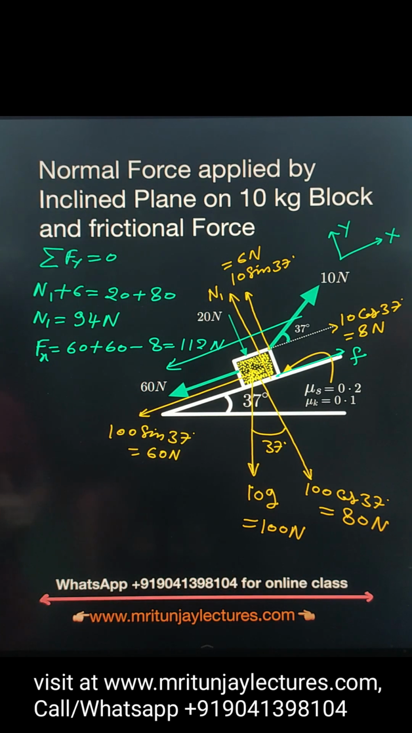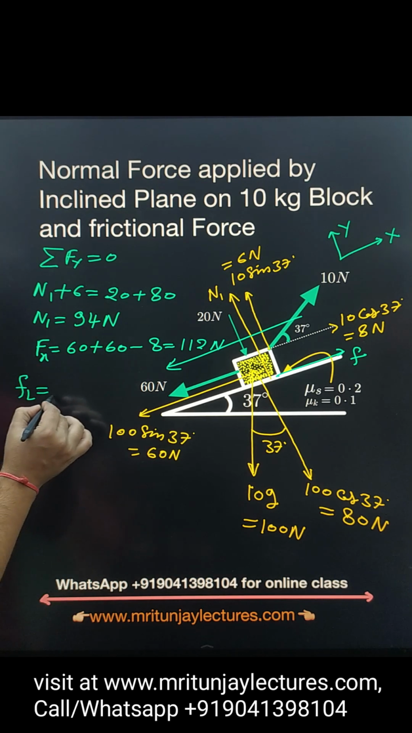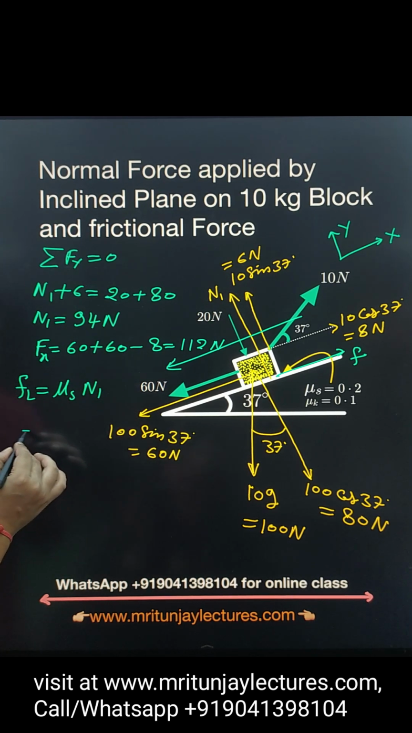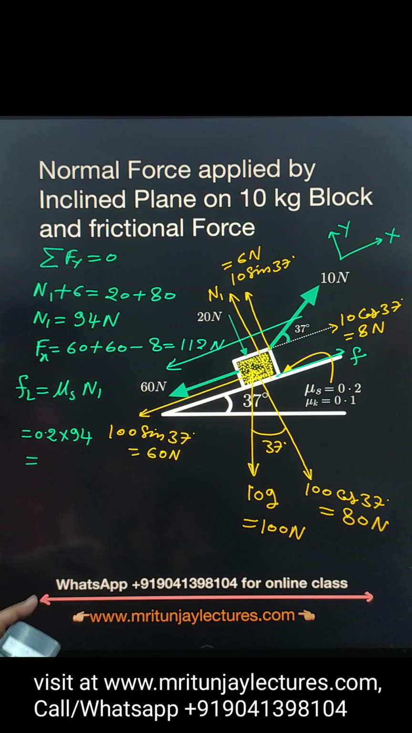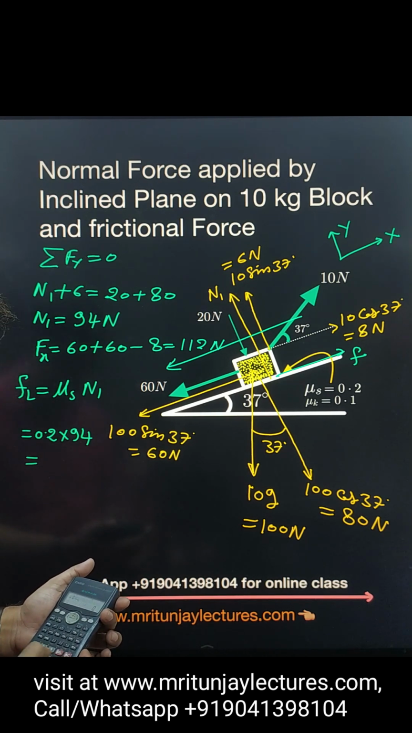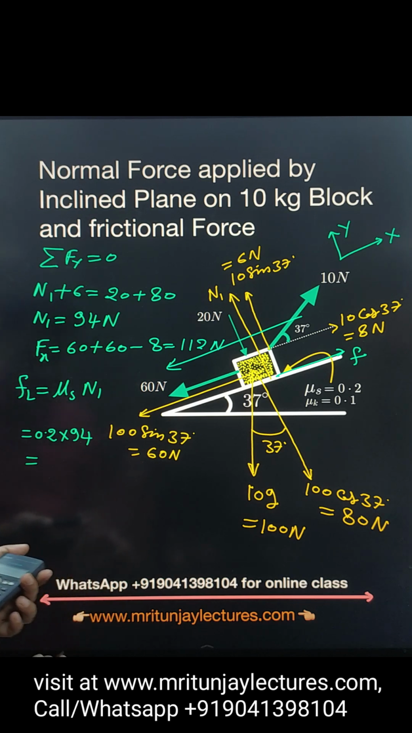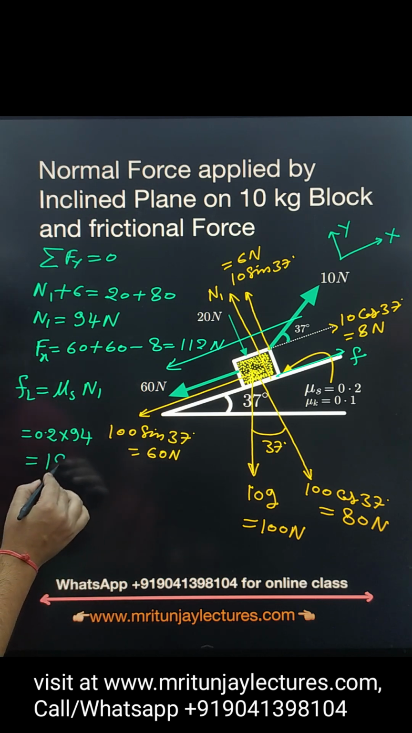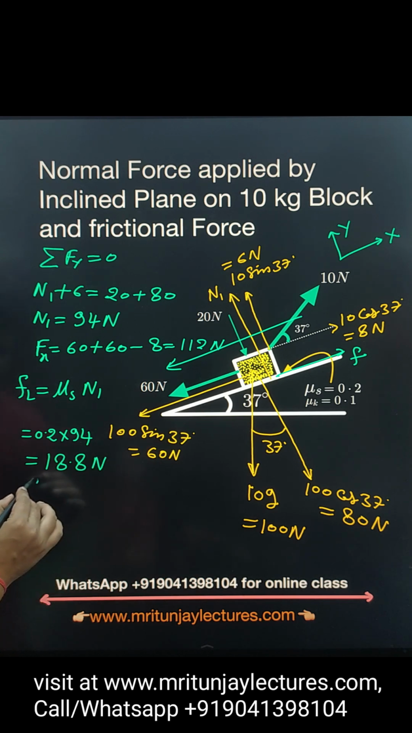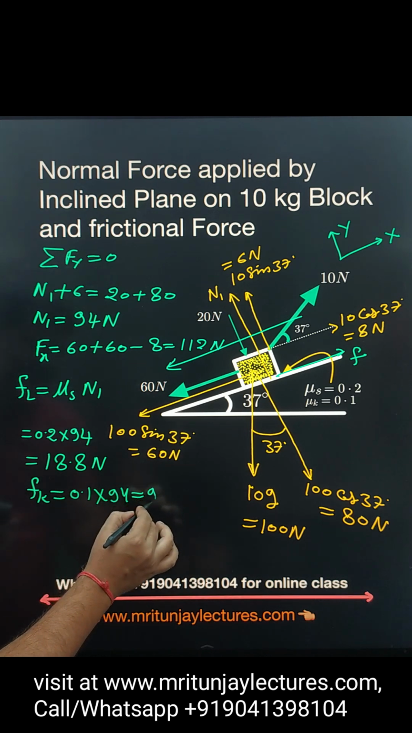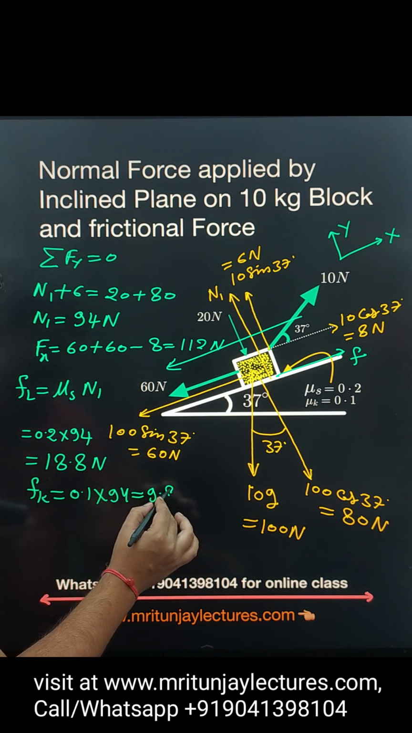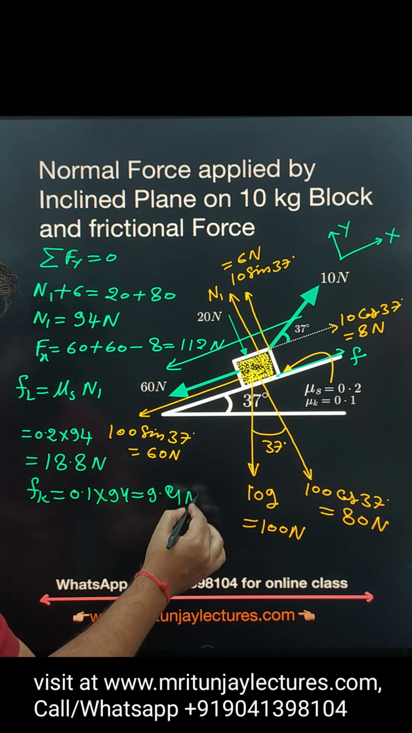After that, look here very carefully. What about FL? FL, that is mu s into N1. Mu s is 0.2. N1 is how much? 94. Okay, so you can say that 0.2 into 94 is 18.8 Newton. And what about Fk? Fk is 0.1 into 94, that is 9.4 Newton.